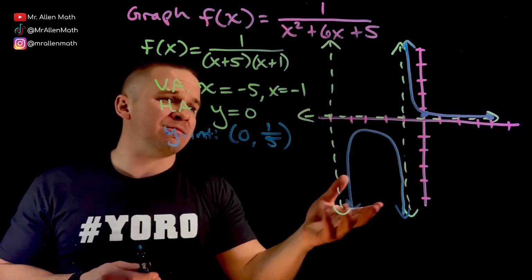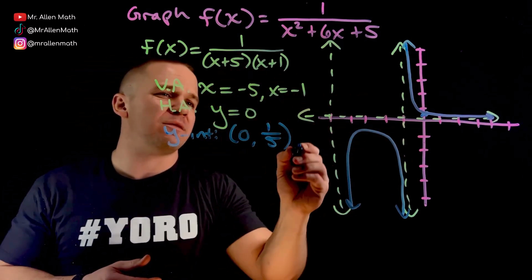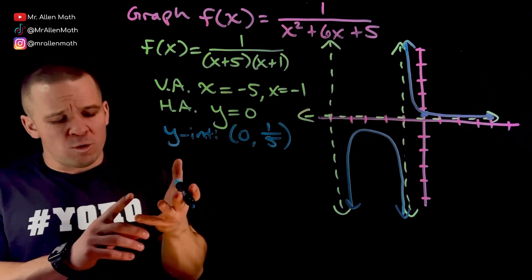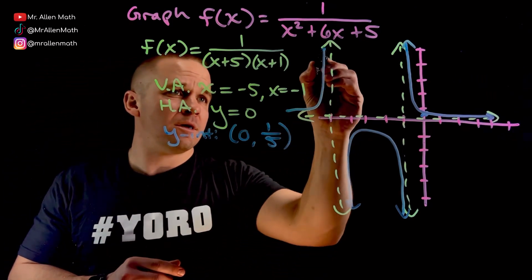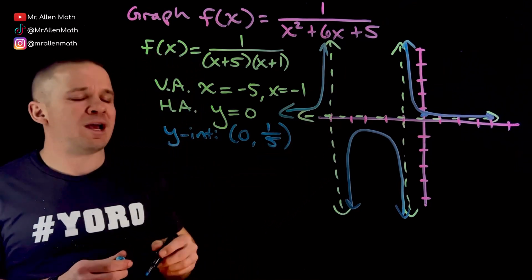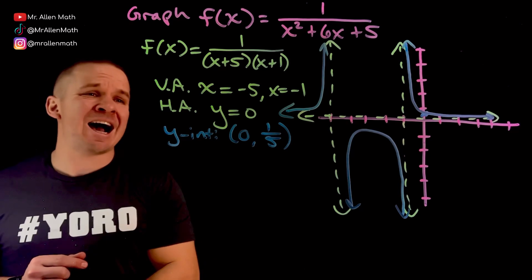I could have plugged in some random x value here and gotten some kind of ordered pair. But generally speaking, with rationals, we want intercepts, holes, and all that good stuff. Then, got that last guy right there. That is beautiful. Now, let's see here.